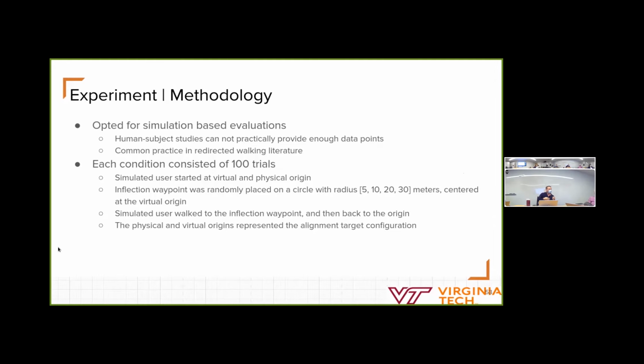Sorry, I should preface it. On the way out, they would be experiencing traditional redirected walking, so they'd be told to avoid the boundaries and obstacles, essentially. On the way back, they would either experience, again, traditional redirected walking, or it would be switched to what I call the alignment redirection, where we'd be trying not to keep the user away from boundaries and obstacles, but to bring them to this target alignment location. So those were the conditions.